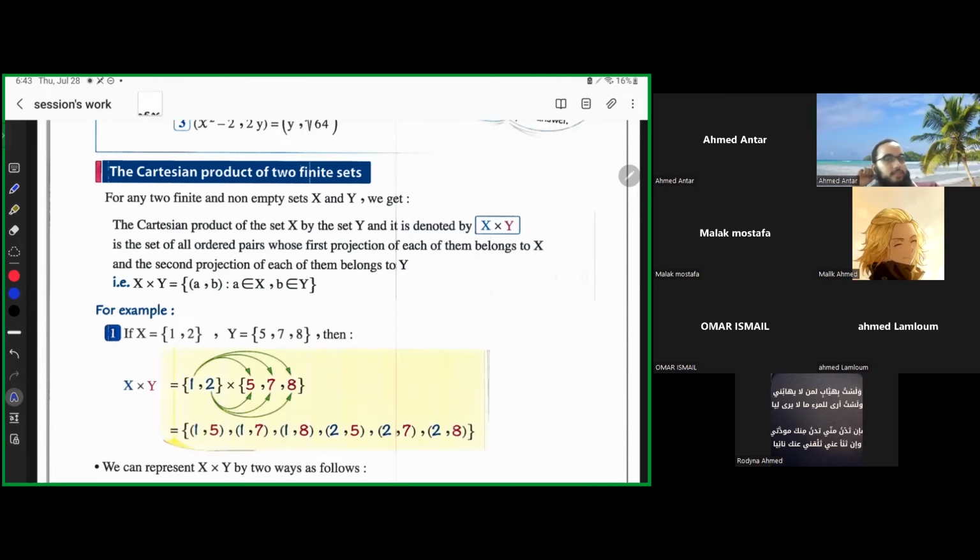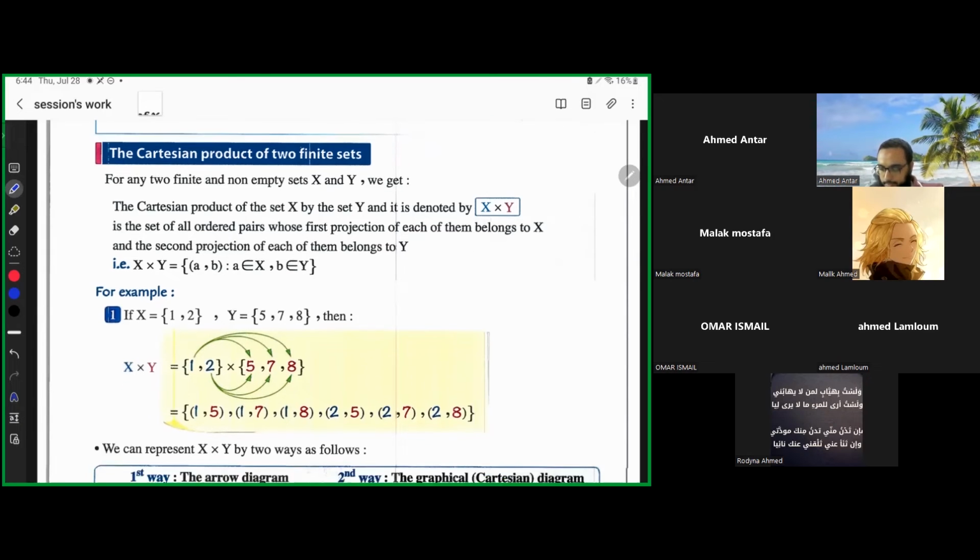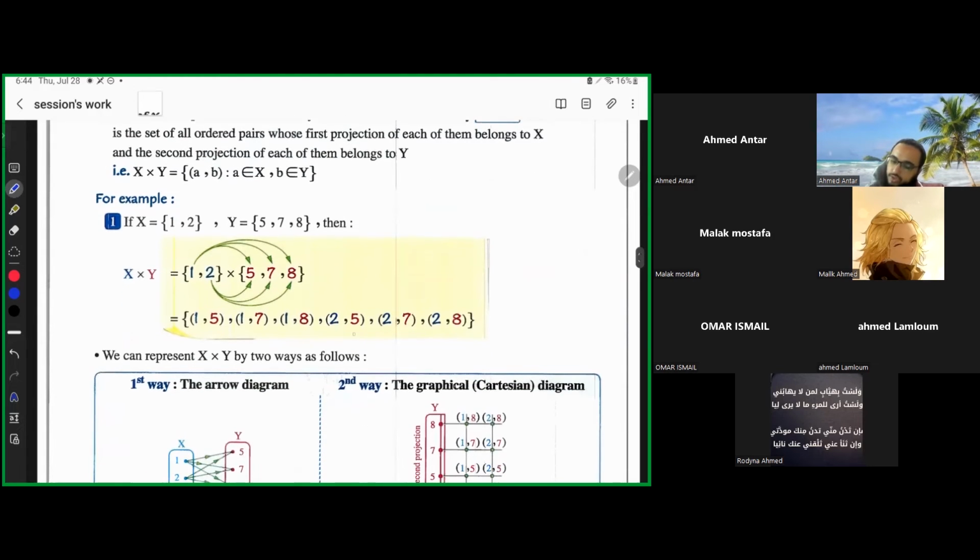And so on. So we will take each element from the first set and go by it to the other set with each element in the other set. The 1 with the 5, then the 7, then the 8. The 2 with the 5, with the 7, and then the 8, and so on. And this is called the Cartesian product of the two sets.